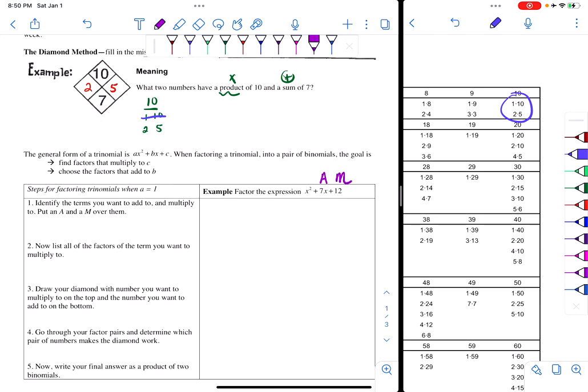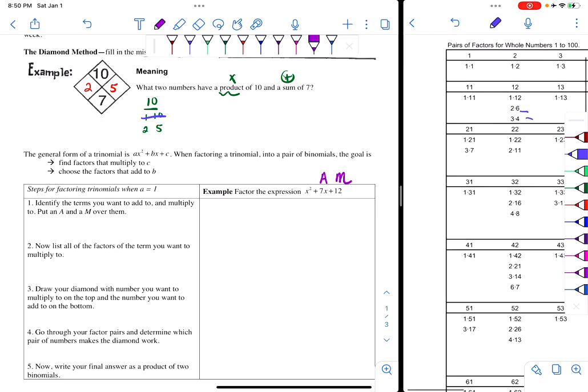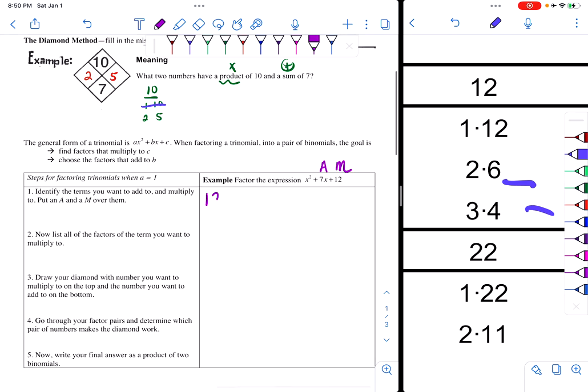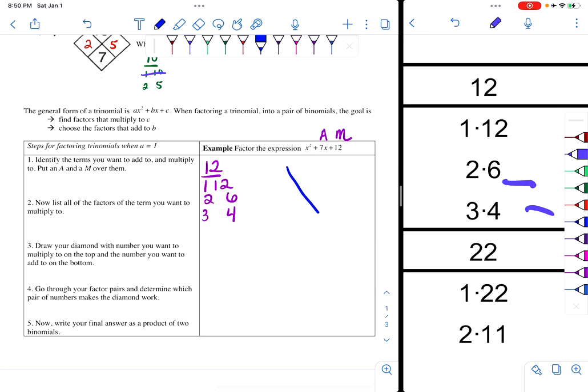Step 2 says, now list all the factors of the term that you want to multiply to. So I want to multiply to 12. I'm going to list out my factors of 12, which are 1 and 12, 2 and 6, and 3 and 4. Okay. Now, step 3 says, draw your diamond with the number you want to multiply to on top and the number you want to add to on the bottom. So that's exactly what we're going to do. We're going to draw our diamond. We want to multiply to 12 and add up to 7.